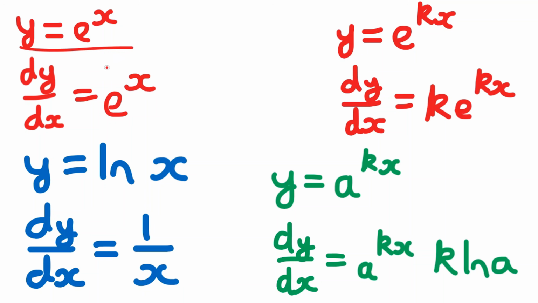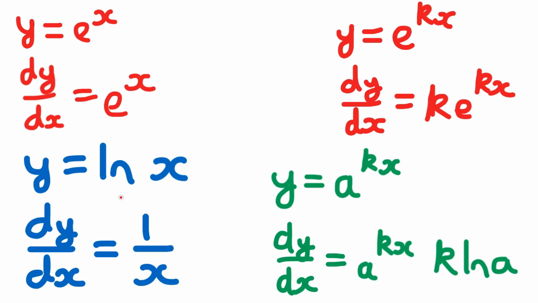So if y is equal to e to the power of x, then dy over dx is also equal to e to the power of x. And if y is equal to e to the power of kx, where k is just any number, so 2, 3, 4, something like that, then dy over dx is equal to ke to the power of kx. We already talked about the derivatives of these exponential functions in the year 1 video on exponentials, in year 1 chapter 14.